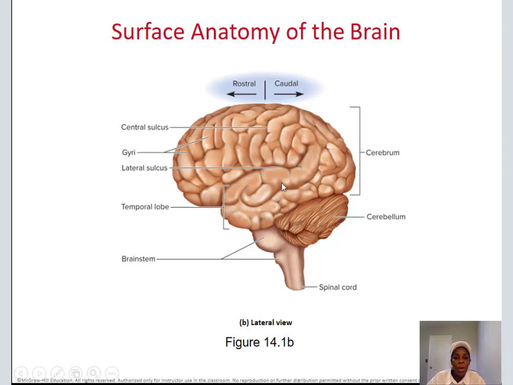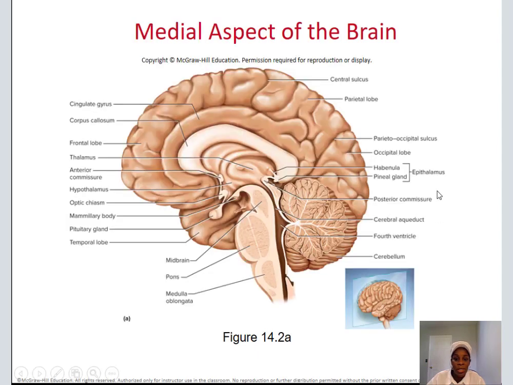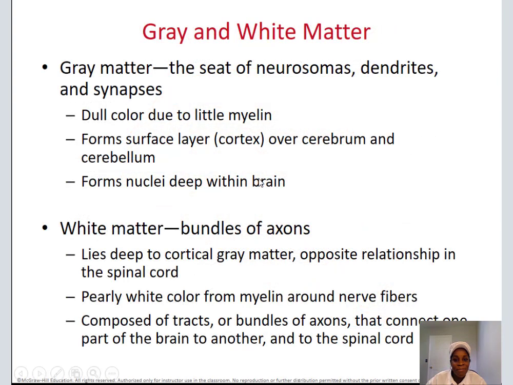The surface anatomy of the brain, again, you see the gyri, the lateral sulcus, the central sulcus. You can pause the video and watch this. And then you see the medial aspect of the brain. From here, you can tell the cerebrum, the cerebellum, and the brainstem. In the middle, you see the diencephalon right here. In the very end, between the two parts of the brain, you have a hole, a cavity, called a ventricle. This is the third ventricle right here, inside the diencephalon.